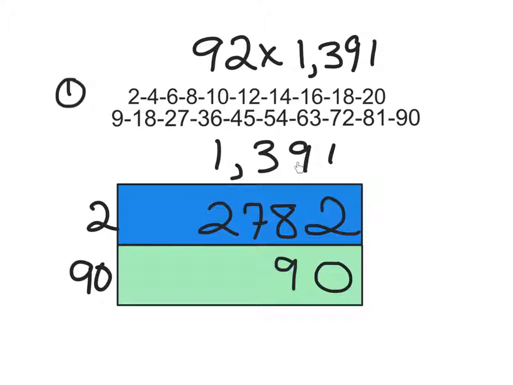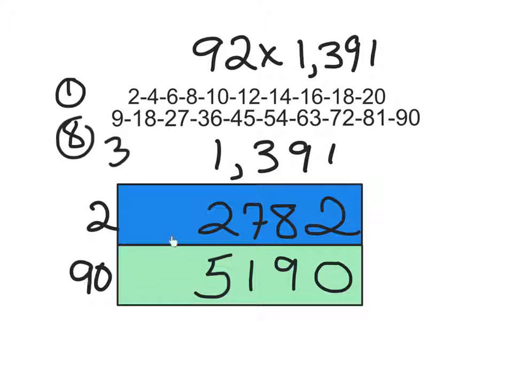9 times 9. 1, 2, 3, 4, 5, 6, 7, 8, and 9 gives you 81. I'll drop the 1 and carry the 8. Drop that 1, carry that 8, and move along. 9 times 3. 1, 2, 3 gives you 27. Plus this 8 here is going to give you 35. I'm going to drop the 5 and carry the 3 and move along.